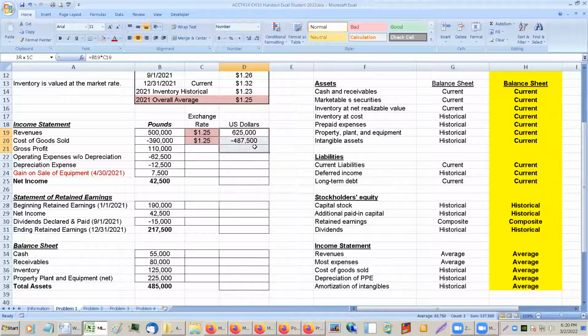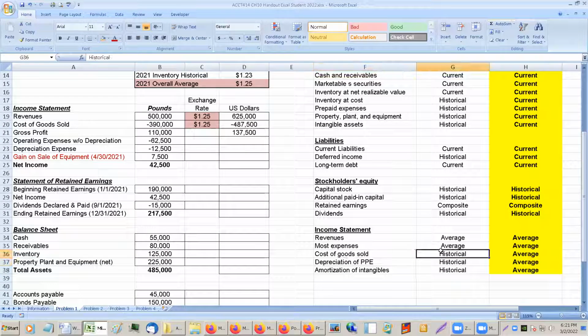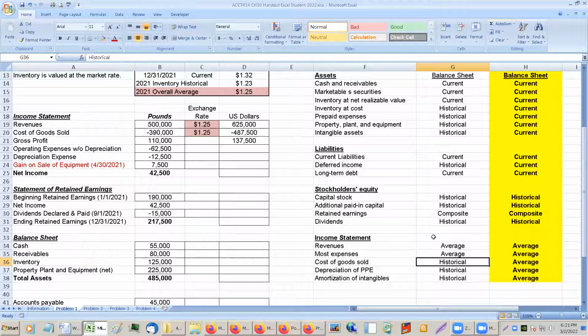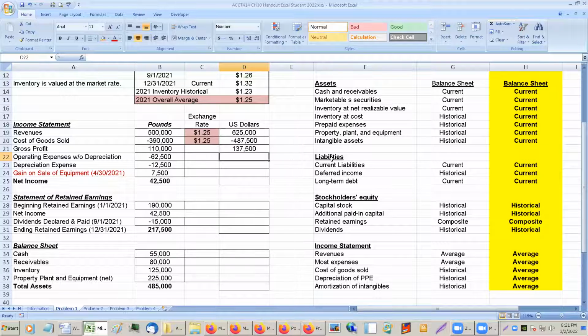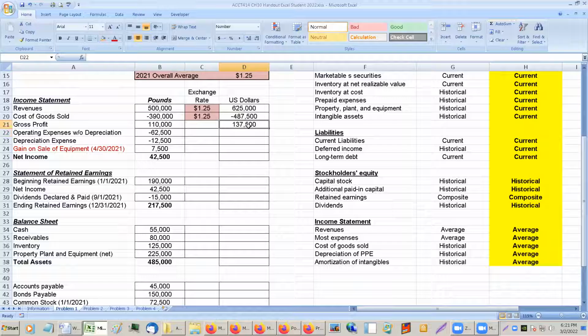And I'm going to add some of these. In this case, you could also translate this at 125 because these two are at 125. That's not always going to be the case though, and you'll see that. If you go to the temporal method, the cost of goods sold might be at a different rate than the revenues. So anyway, this is going to be our gross profit.